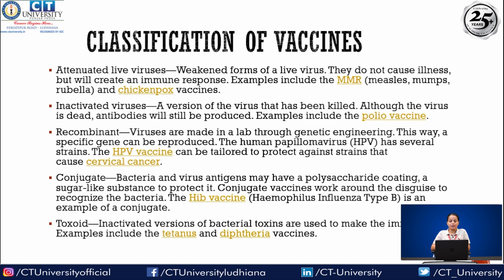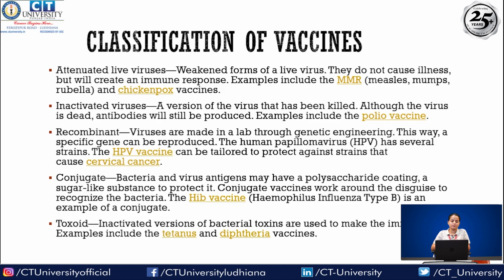Third one is recombinant. So recombinant is genetically produced, like it is made in the lab. So these are those viruses that are made in the lab through genetic engineering. And the best example of this vaccine is HPV vaccine, or the vaccine that is used for cervical cancer.